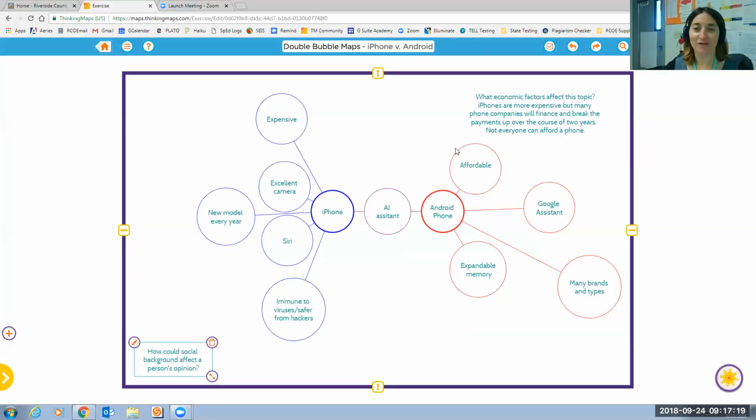All right, come back, kids. So we've had a few minutes to work on our maps. Does anyone have any questions? No? Okay. So just as a sample, we've got an idea of what your map may look like over here. So this includes a map that's almost complete. So we've got some differences for iPhones over here: expensive, excellent camera. They have Siri. iPhones are immune to viruses, so they're supposed to be a little bit safer from hackers. They put out a new one every year.